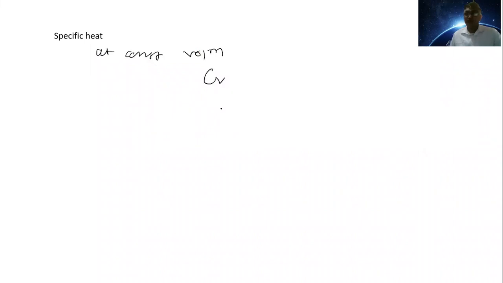We denote it by CV. Remember, the gas is heated at constant volume. The quantity of heat required to raise the temperature of 1 mole of gas through 1 degree centigrade or 1 degree Kelvin at constant volume is called as the specific heat of gas at constant volume.